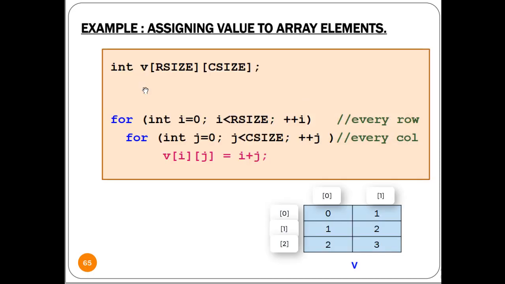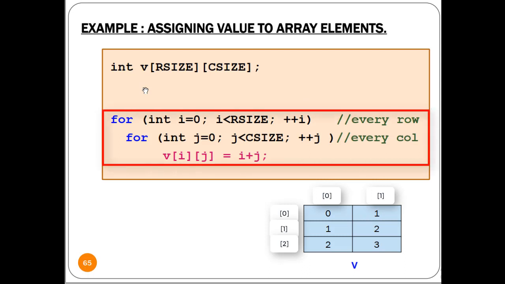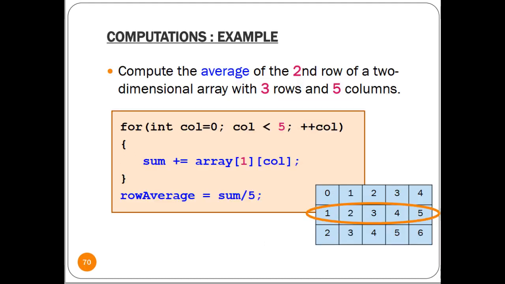This is another example of assigning values to the entire two-dimensional array. Same thing, we have a nested for loop. The outer for loop will go through the rows and the inner for loop will go through the columns. So i and j will iterate from 0, 0 until 2, 1.